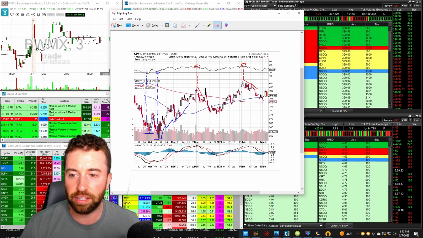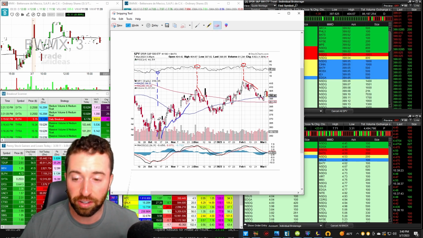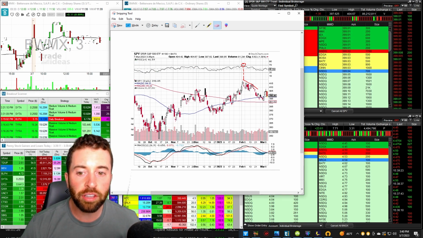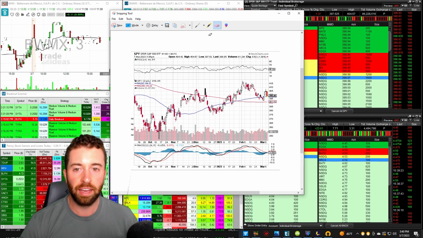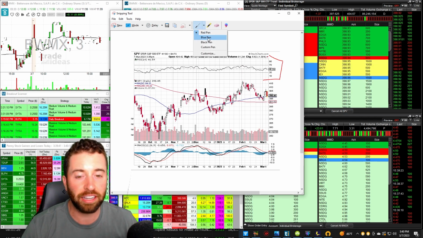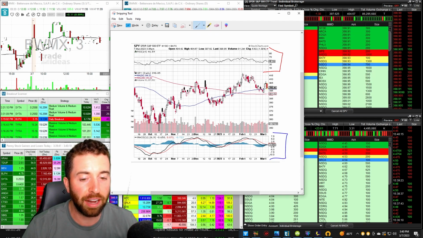So let's get rid of all this right here and actually look at the other indicators. The other indicator that I want you guys to look at is the MACD. The MACD is not on the top right here; it's actually what is on the bottom right here.